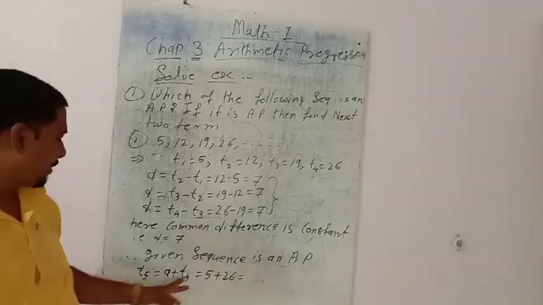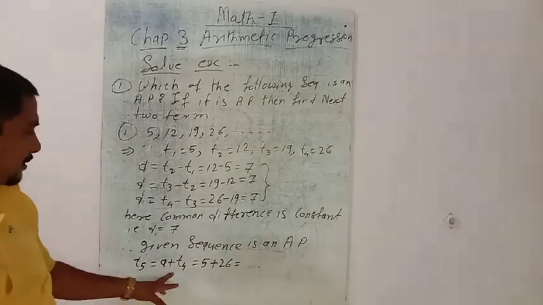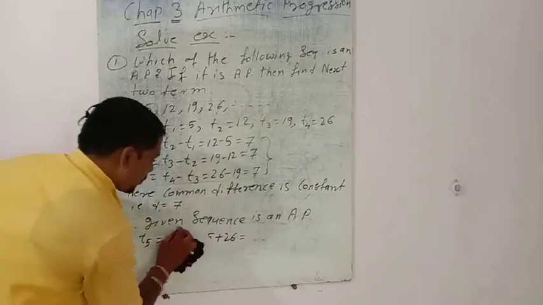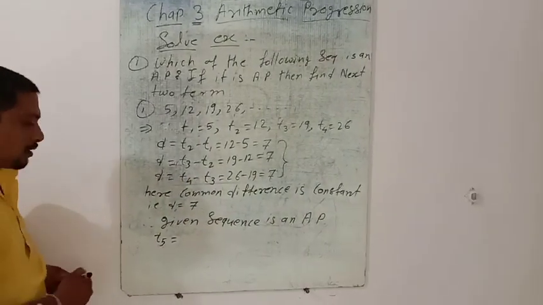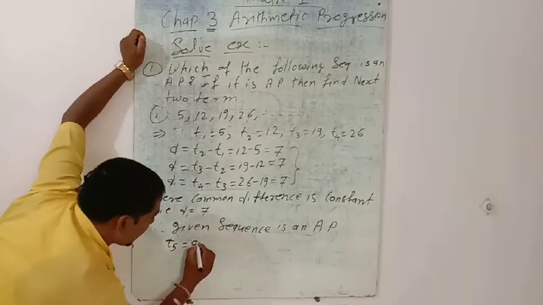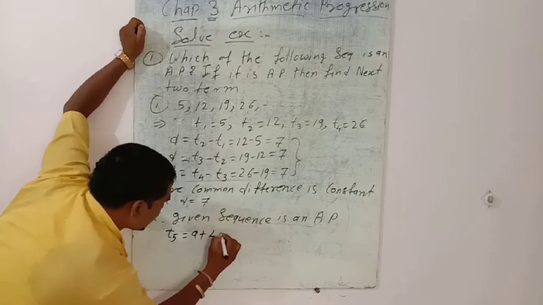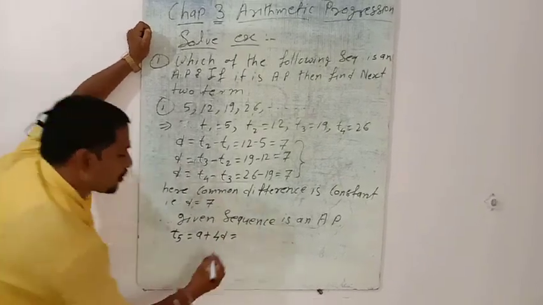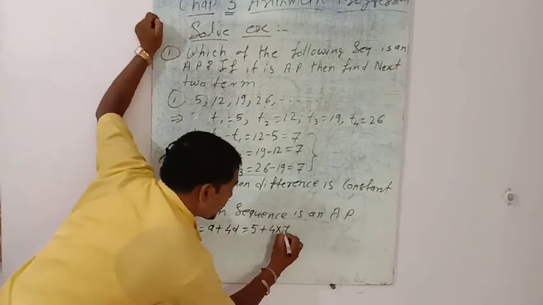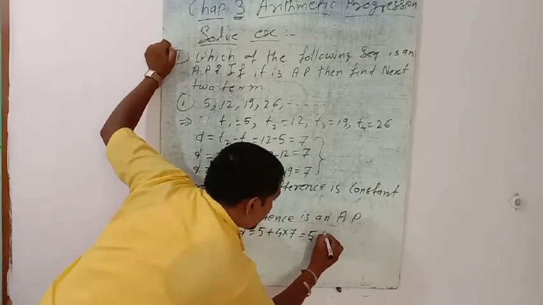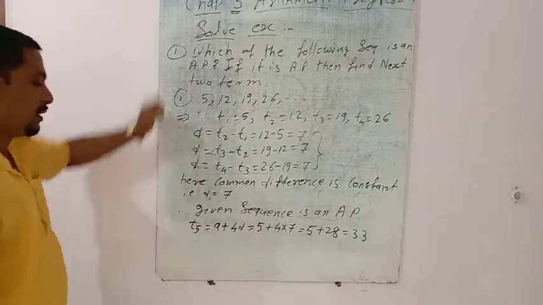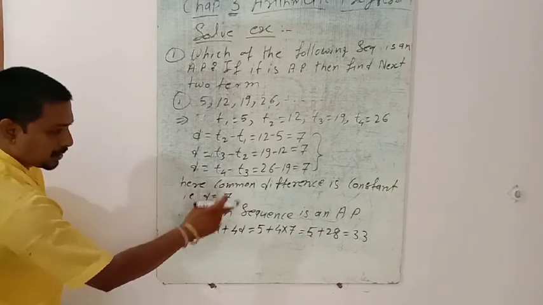The given sequence is an AP. We have to use the formula: T5 is equal to A plus 4D, which is 5 plus 4 into 7, equal to 5 plus 28, equal to 33. Then the fifth term is 33.